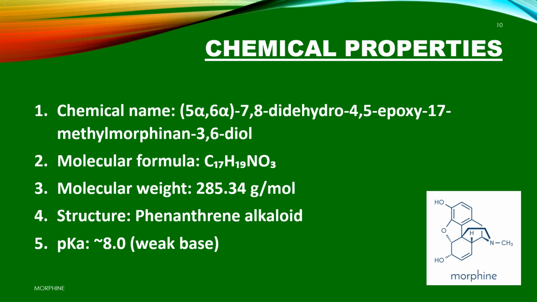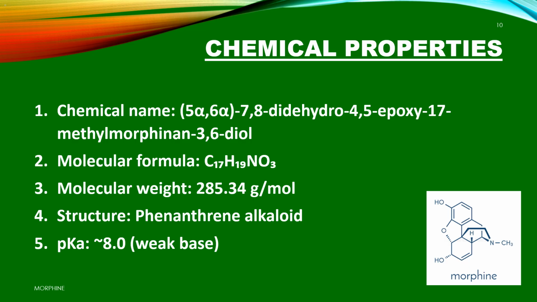C17H19NO3 represents the composition of morphine, indicating the number of carbon, hydrogen, nitrogen, and oxygen atoms. 3. Molecular weight. 285.34 gram per mole is the molecular weight of morphine, which is a measure of its molecular mass. 4. Structure. Morphine is a phenanthrene alkaloid, meaning it has a specific 3-ring structure characteristic of this class of compounds.